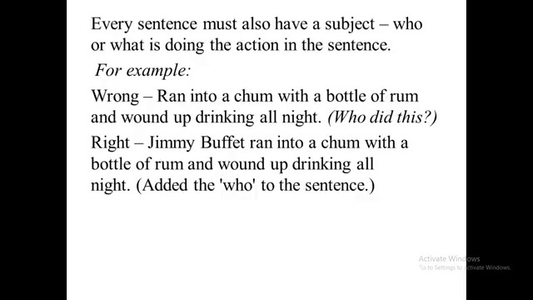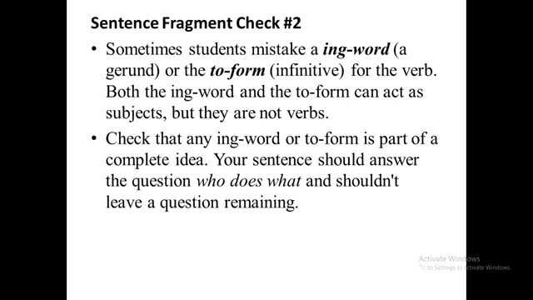Every sentence must also have a subject, who or what is doing the action in the sentence. Number 1, we have a wrong example here: Ran into a chum with a bottle of rum and wound up drinking all night. Now we have missed the subject. Who did this? Now we are looking at the right one: Jimmy Buffett ran into a chum with a bottle of rum and wound up drinking all night. Now we have added the who to the sentence. Our subject was missing there.